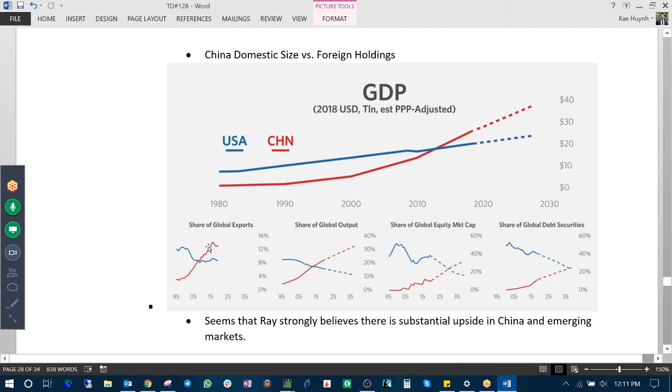So exports on their end is up. Share of global output. I mean, that to me is like GDP, but no. Share of global equity market cap. So expected to go up. This is where I like this chart right here. This is telling me that China has some upside in terms of investments.